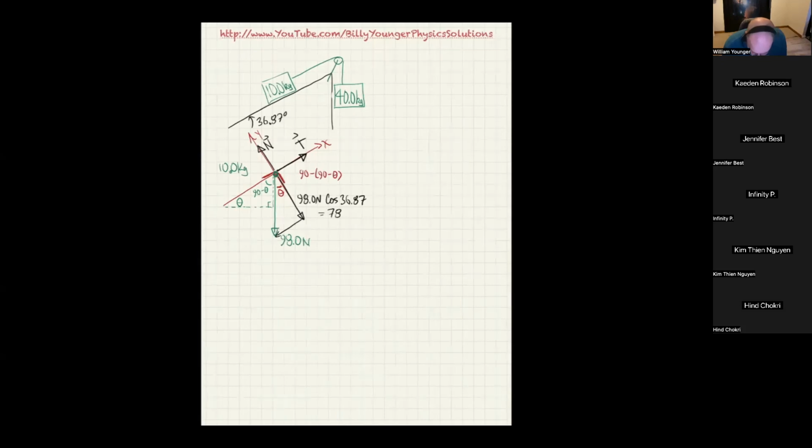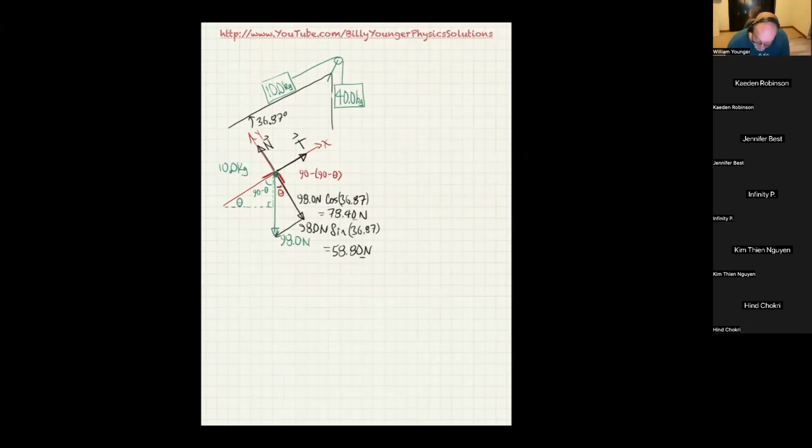Equals 78.40 newtons. And then this guy is going to be 98.0 newtons times the sine of 36.87. And that's going to give me 98 times sine 36.87, which gives me 58.80 newtons. Again, extra sig figs are all over the place. Okay.